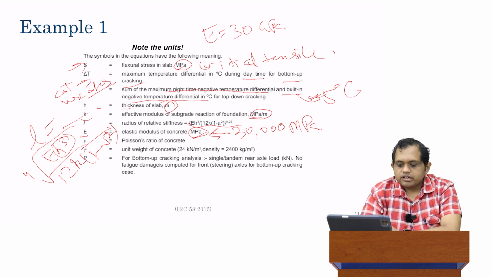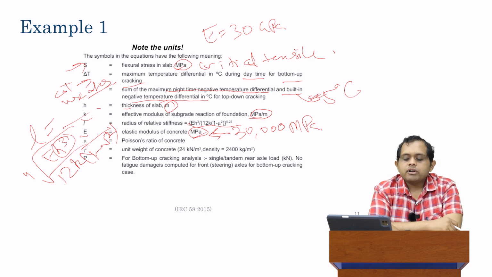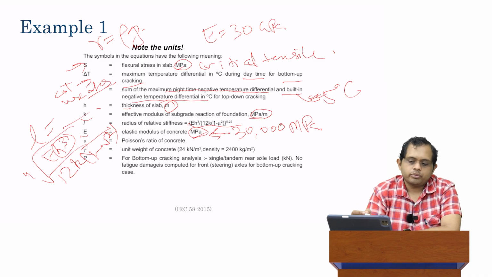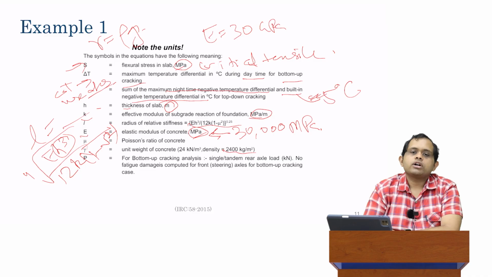Mu doesn't have any units, so nothing much to think about. Gamma. Gamma is the unit weight of concrete. What is unit weight? Unit weight gamma is basically the density times g, acceleration due to gravity. That's the meaning of unit weight. The density of concrete is generally 2,400 kilograms per cubic meter.